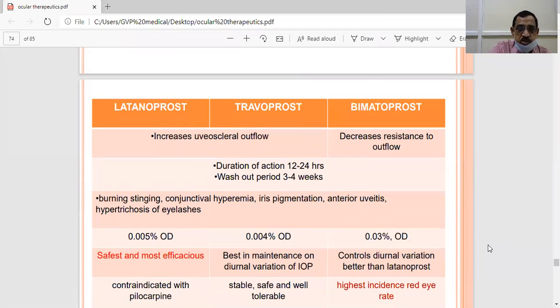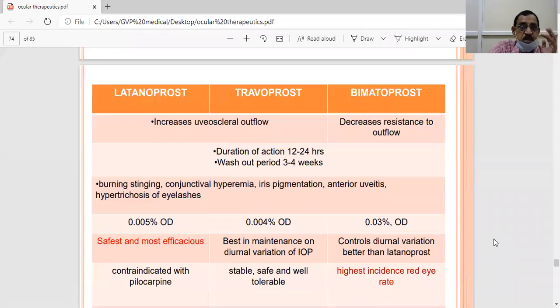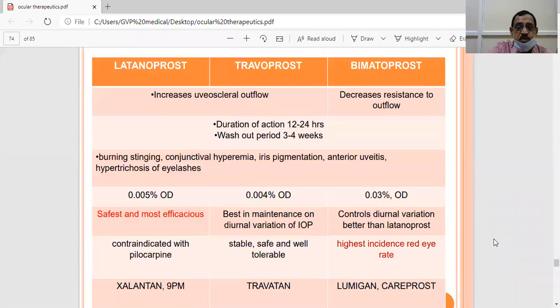So latanoprost, travoprost, and bimatoprost, these are the drugs. They increase uveoscleral outflow. Bimatoprost also decreases resistance to the outflow. Duration of action is around 12 to 24 hours. Washout period is about 3 to 4 weeks. Burning, stinging, conjunctival hyperemia, iris pigmentation, uveitis, and hypertrichosis of the eyelashes are all seen as side effects.